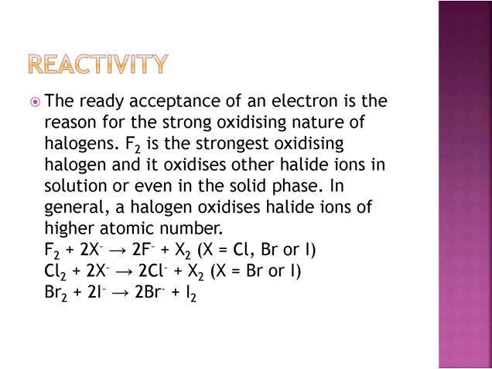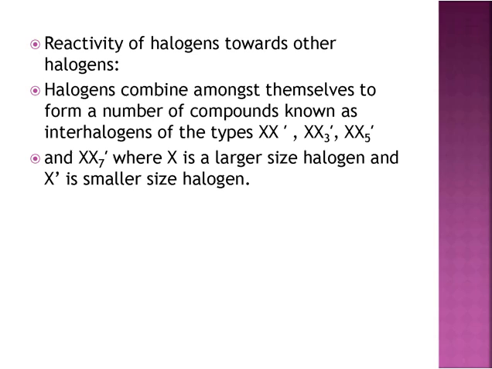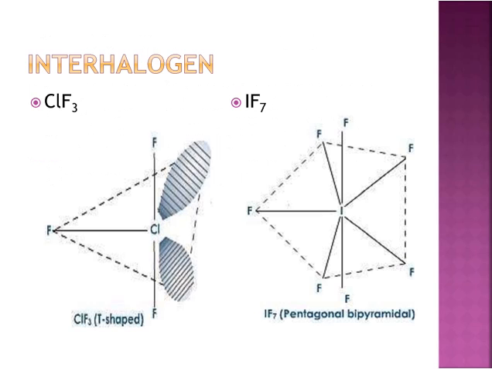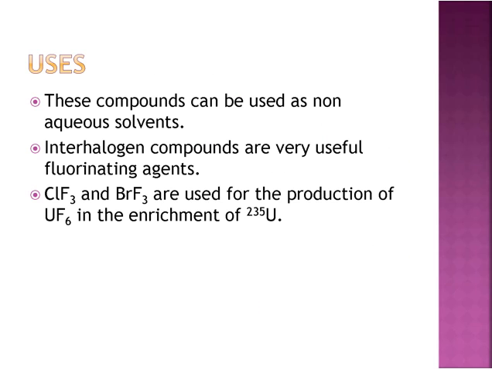These are few reactions of halogens. Reactivity of halogens towards other halogens: halogens combine among themselves to form a number of compounds known as interhalogen compounds. You can see these are the types of interhalogen compounds. These are few structures, like ClF3, IF7. The compounds can be used as non-aqueous solvents. Interhalogen compounds are very useful fluorinating agents.